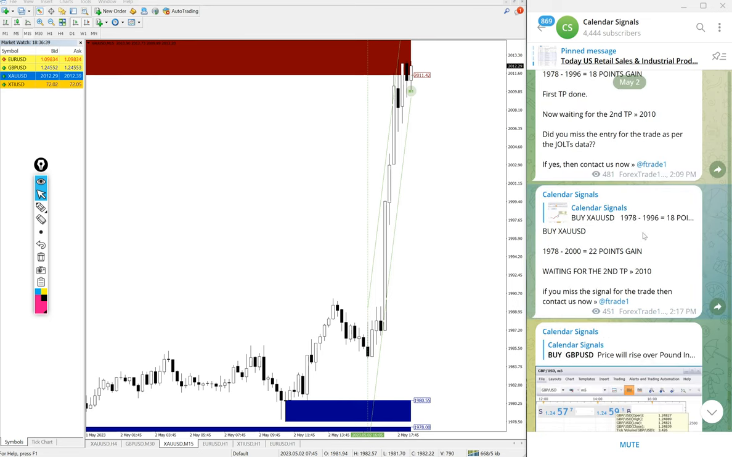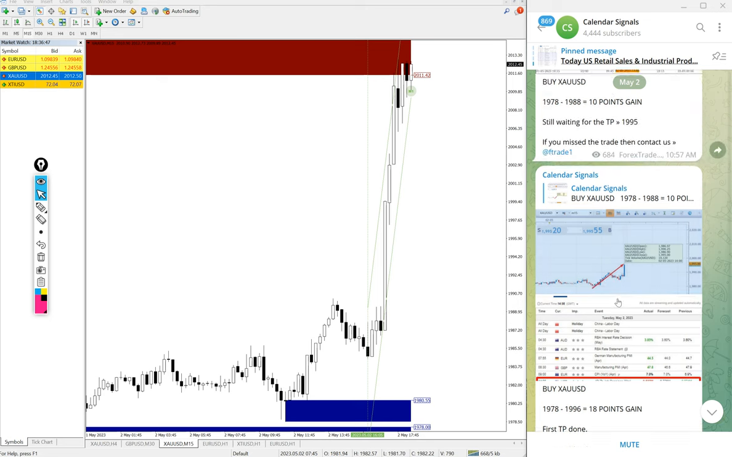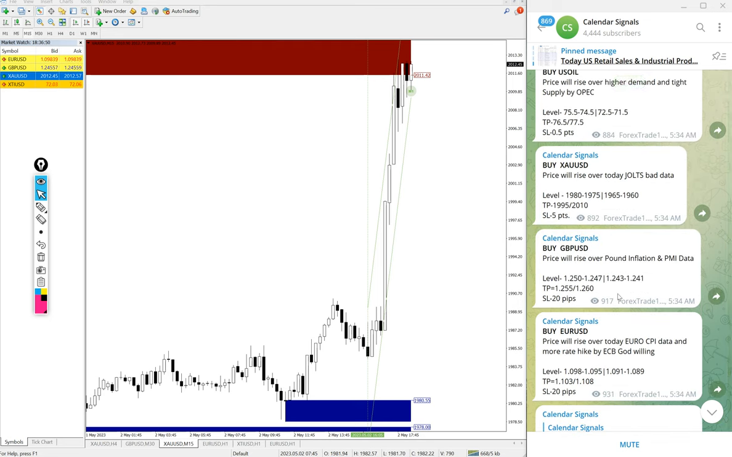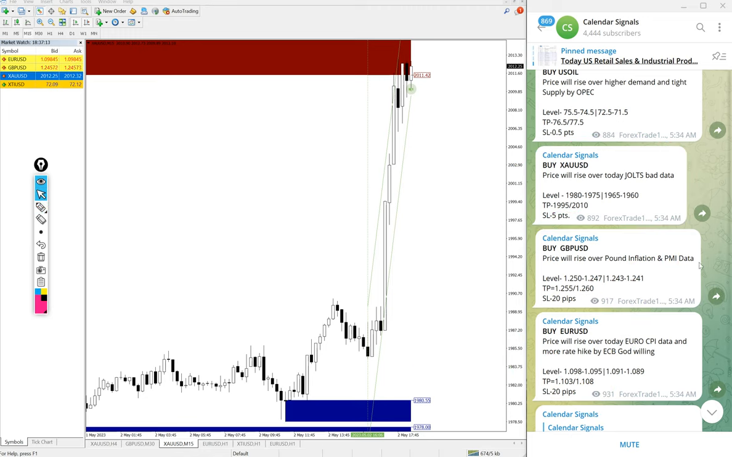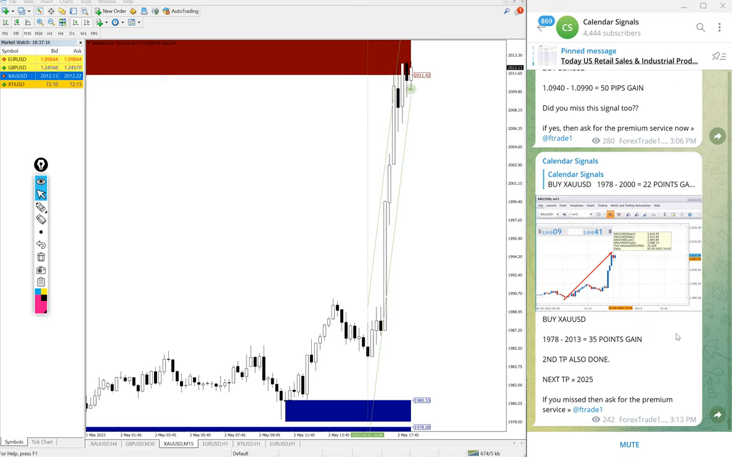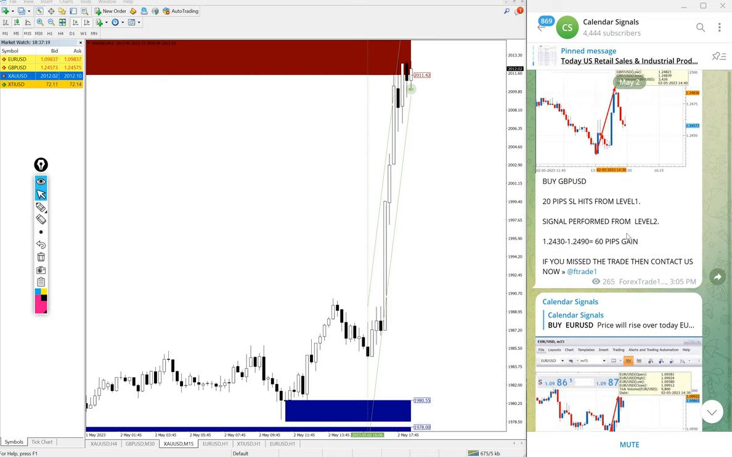And if you look at the signal given message here, we updated 22 points gain at 2:17 p.m. and then here is the data update, and here is the signal given message at 5:34 a.m. GMT. We gave the signal, and the targets given here, 1995 and 2010, both targets reached, both given TPs, take profits done. So the target is done and it performed precisely from our suggested level and gave 35 points gain, huge profit.